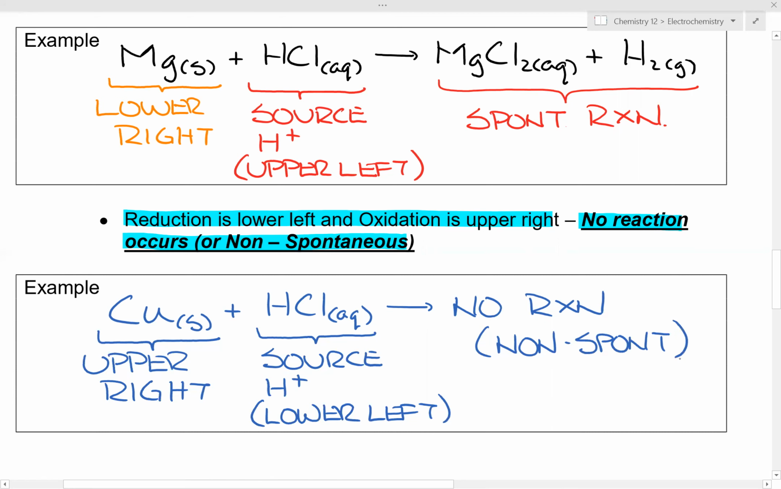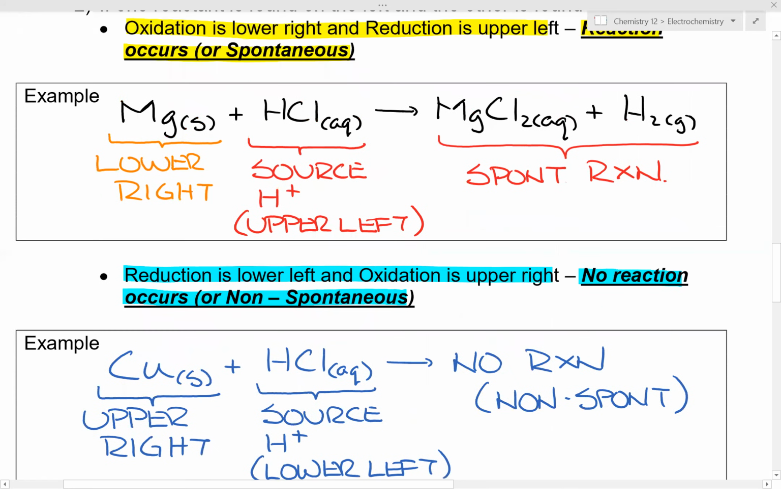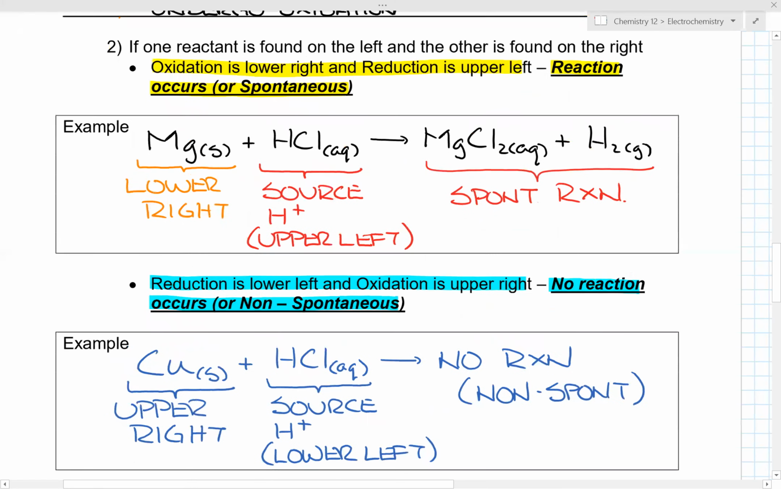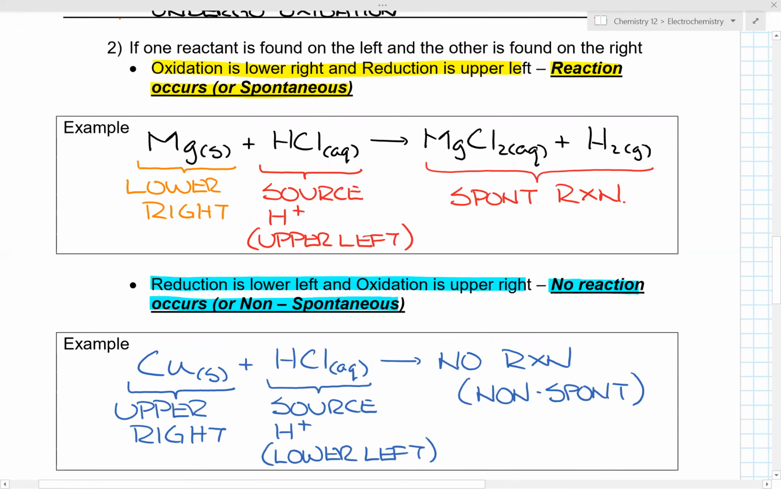So when we take a look at a reaction and see if it works, for a redox reaction we have to look at location. Is one found on the right, one found on the left? And is it upper right, lower right, and so on? You have to take a look at where the location is of the two species undergoing oxidation and reduction.